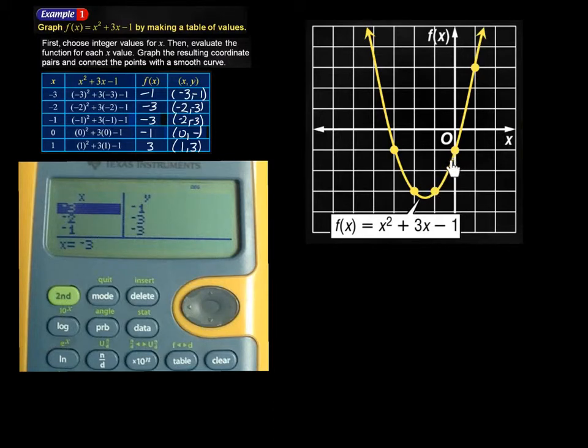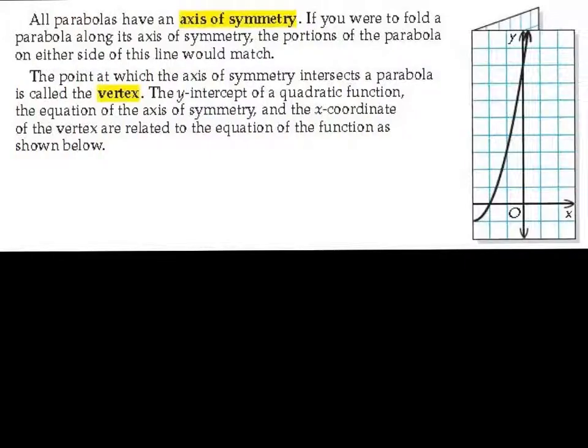0 is at negative 1, and then 1 is back up to 3. And connect them with a nice smooth curve. It should be symmetric. All parabolas have an axis of symmetry. If you were to fold a parabola along its axis of symmetry, the portions of the parabola on either side of the line would match. The point at which the axis of symmetry intersects the parabola is called the vertex.